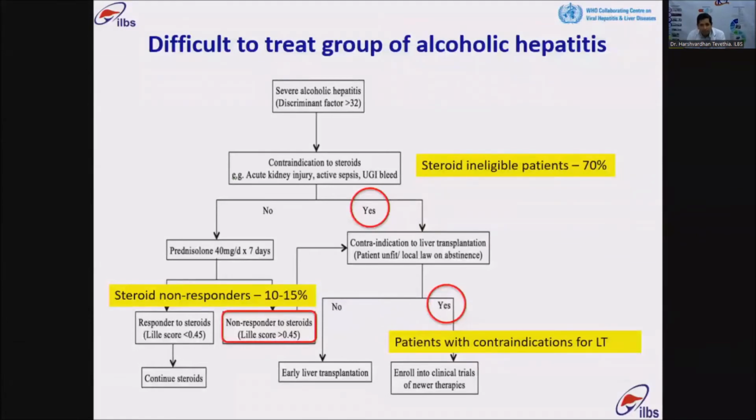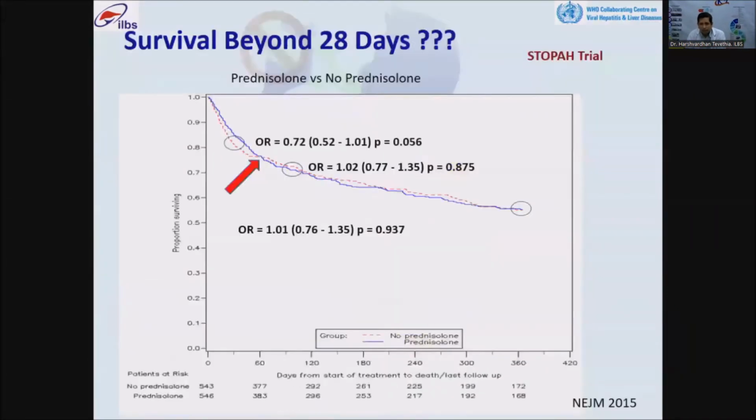As you can see on the slides, steroid ineligible patients are nearly 70%. So you normally have only 30% who actually meet the criteria for receiving steroids. And even once they receive steroids, only about 10 to 15% respond to steroids, where we use the Lille score to decide. And that is why the role of liver transplant or early liver transplant is now emerging in patients with alcoholic hepatitis. We must also understand there are some other therapies like fecal microbiota transplant, which we will discuss later, which has some implications for alcoholic hepatitis.